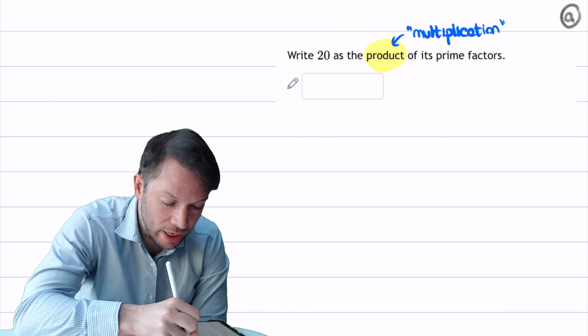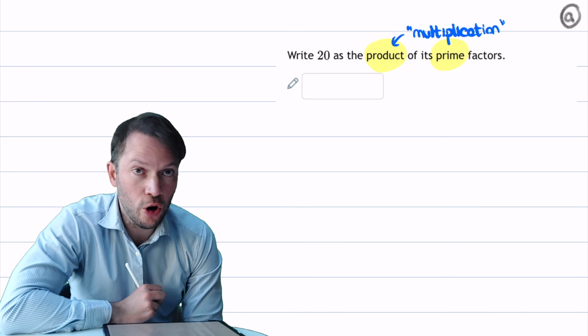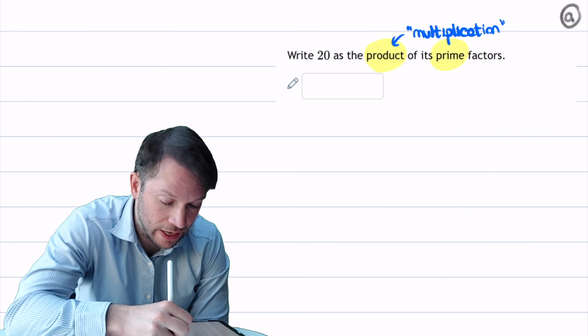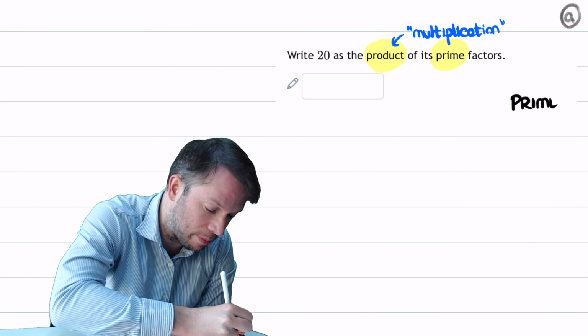What does the word prime mean here? Well, remember, a prime number is a number which only has 1 and itself as factors. Now, let's list out a few example primes because it might be useful later.